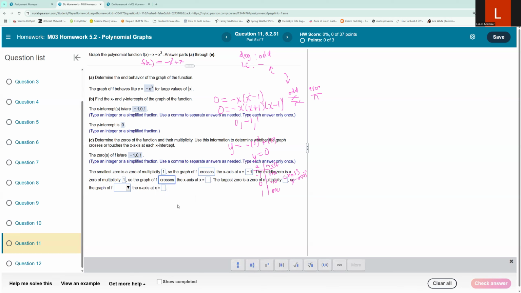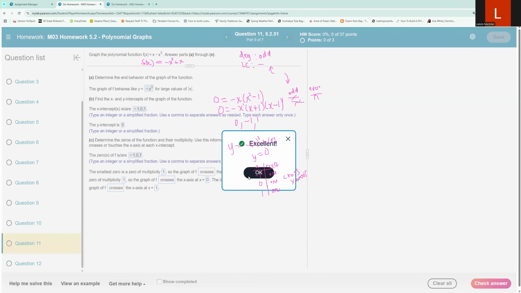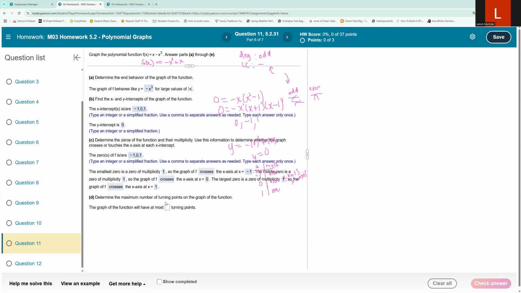So the graph also crosses, and I'm just putting them in order from the chart from least to greatest. The largest 0, which was 1, has a multiplicity of 1. And so that graph also crosses at x equals 1. So notice my zeros are my x's, but the multiplicity is how many times each factor occurred. Okay, all right, and then I'm pretty sure that it wants us to ask this question.